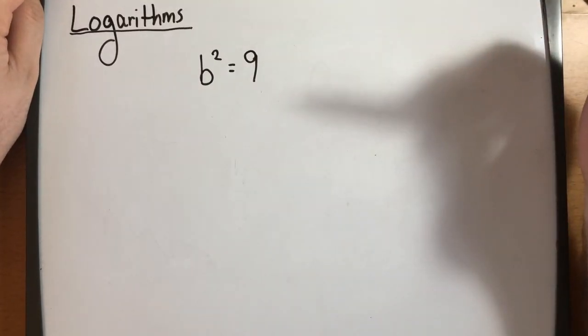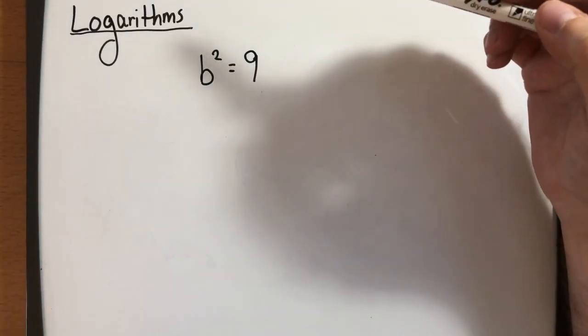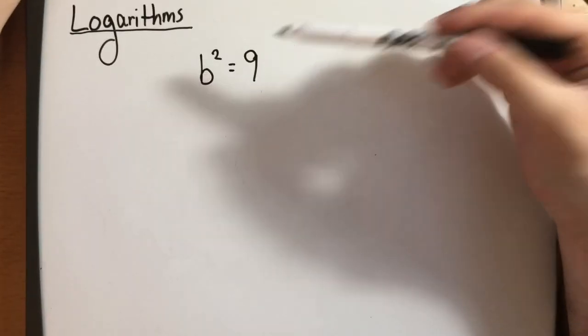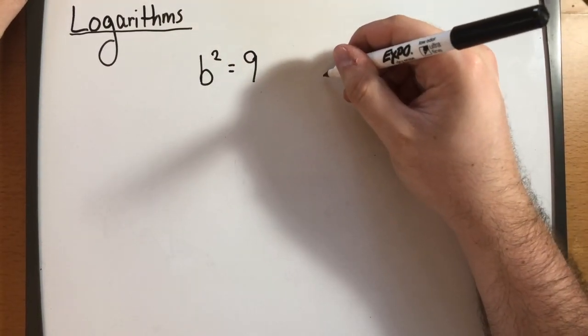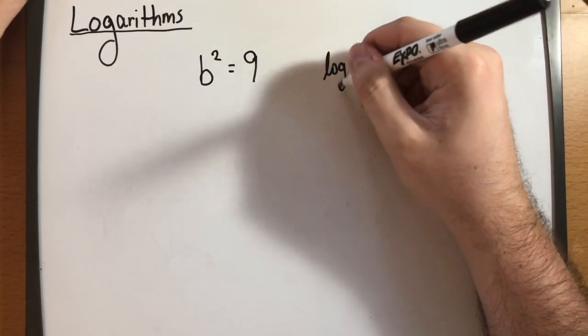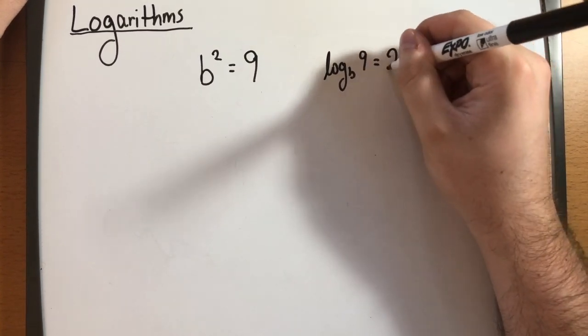Let's take, for example, this problem here. b raised to the 2 is equal to 9. If we wanted to rewrite this as a log, we would say log base b of 9 is equal to 2.